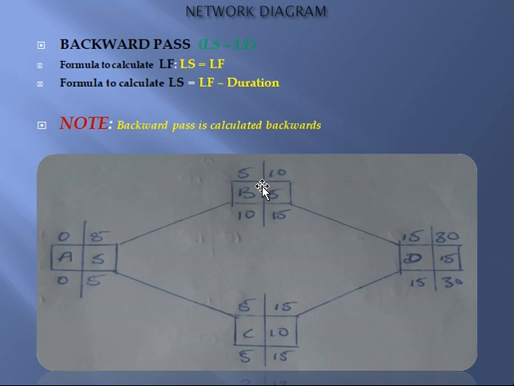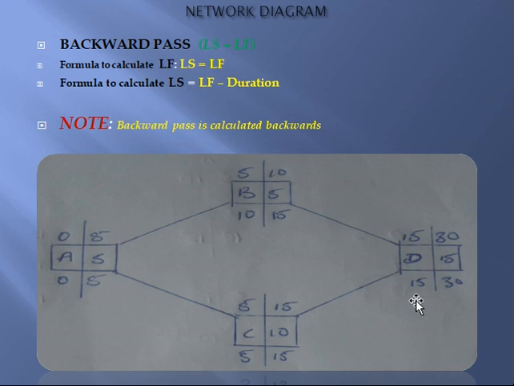Now I want to note here that the backward pass is calculated backwards. You understand? Remember, the forward pass we calculated forward. But for this backward pass, we are going to be calculating backwards. So we start from activity D down to what? Activity A. You understand? So that's for the backward pass.